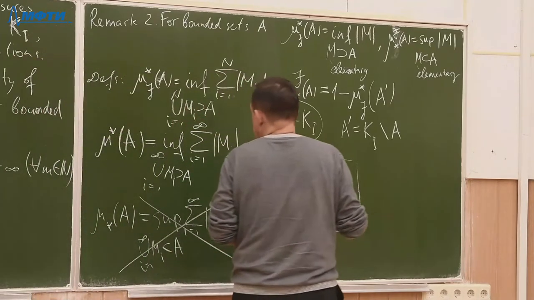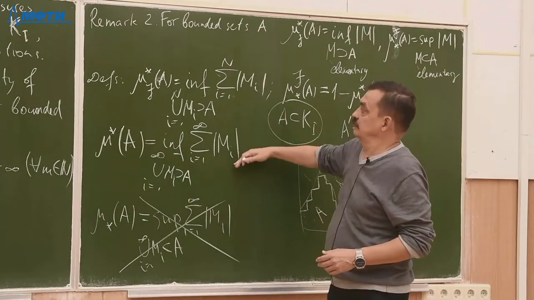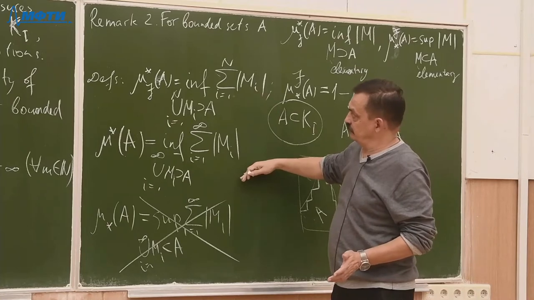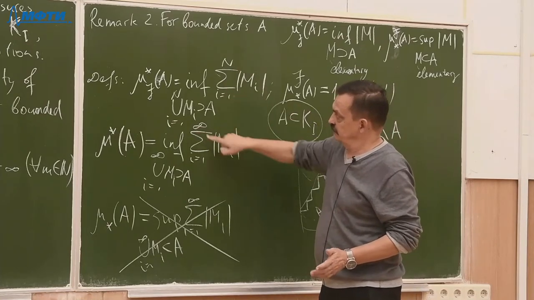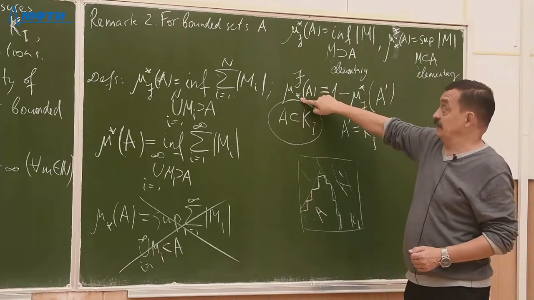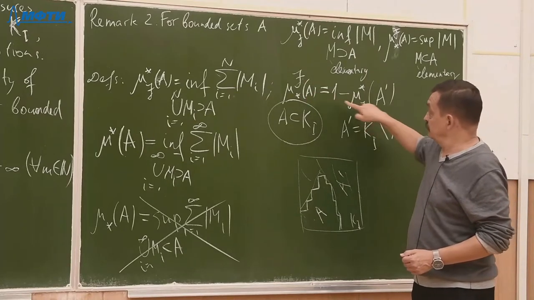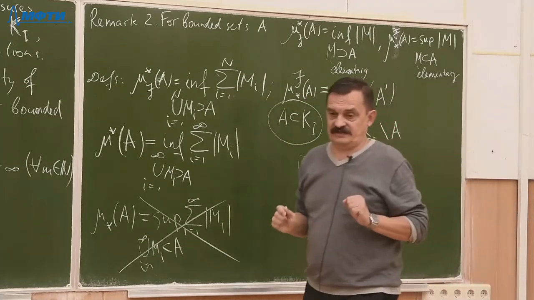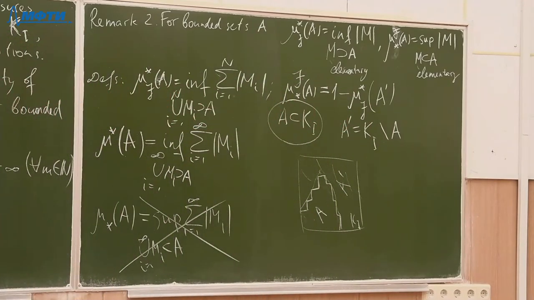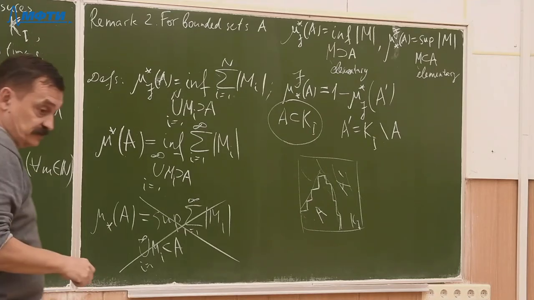So you see, if we write like that, then what is the difference between Jordan and Lebesgue? Only here, right? And for inner Jordan and Lebesgue, the definition was completely the same. That is a little bit about general definitions.